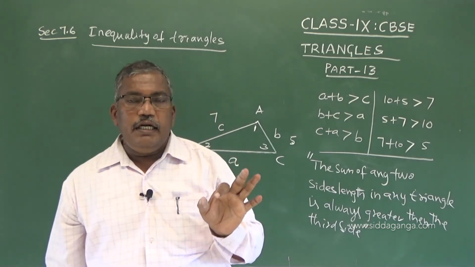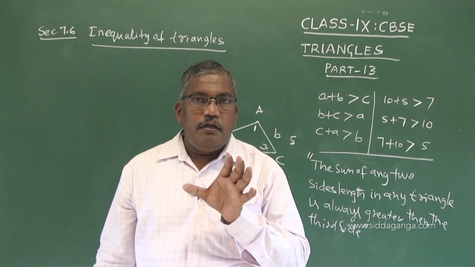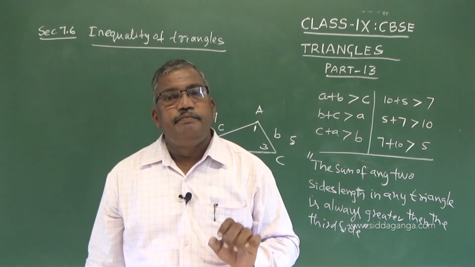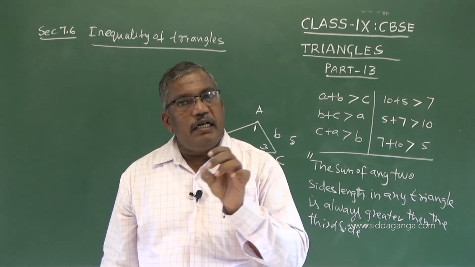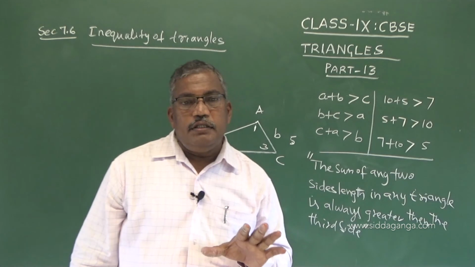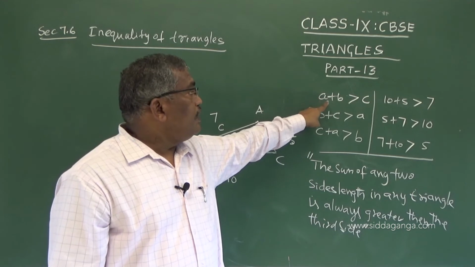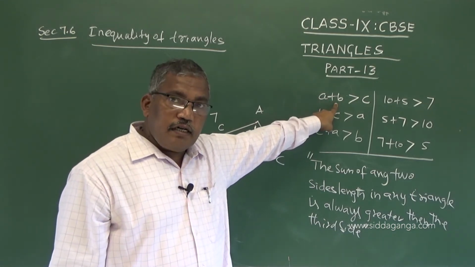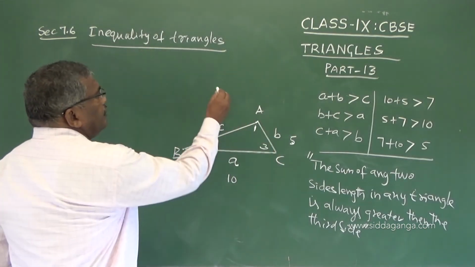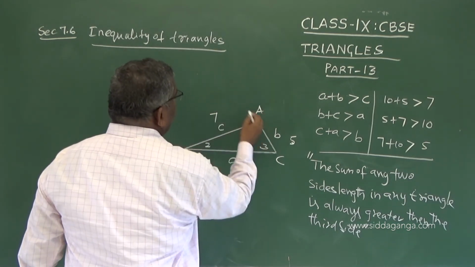One, for the angles in a triangle, the larger side's opposite angle will be the bigger one, and the smallest side's opposite angle will be the smaller one. And the sum of the lengths of any two sides in a triangle is always greater than the third side. So it cannot be equal. Why can it not be equal? I will tell you. Let us consider this, observe here only.